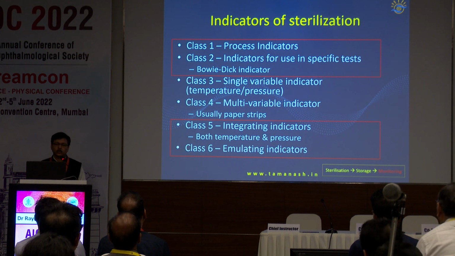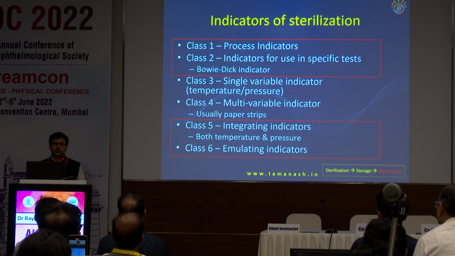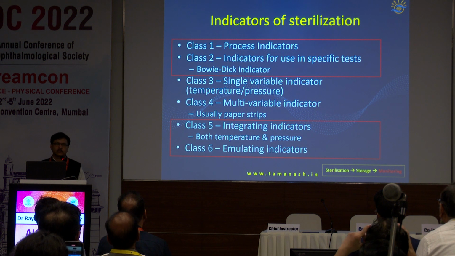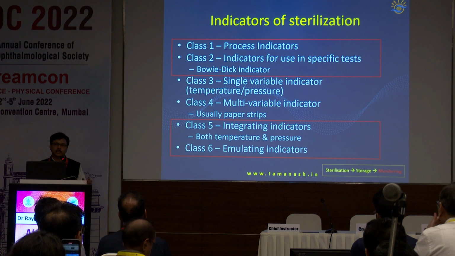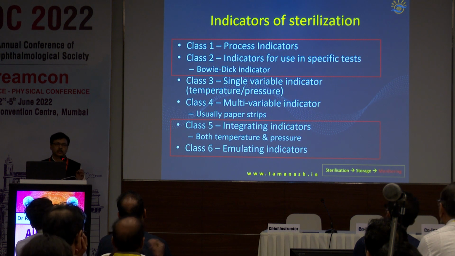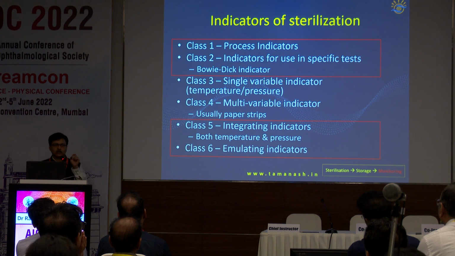Broadly speaking, there are 6 classes of indicators, and it is important that we know the purpose of each. Class 1 is the signal lock tape that you use. That is a process indicator. It just tells you whether the instrument has been put in the autoclave and has been exposed to temperature. So it is a temperature-only indicator. And each signal lock strip should be dated.